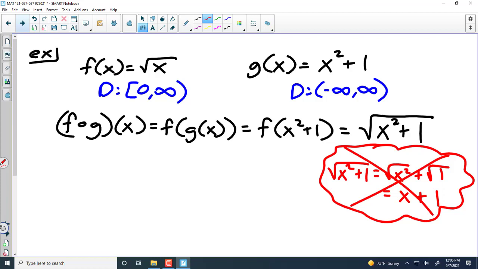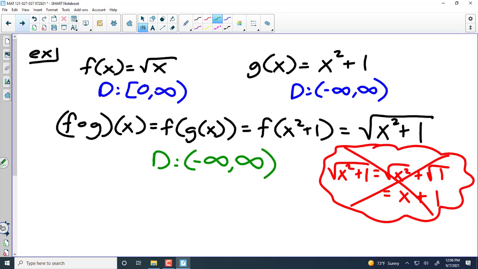No matter what you put in there, it's going to get squared. Does everyone agree with that? And what happens when you square a positive number? What do you get? Positive. What happens when you square a negative number? Positive. You get a positive. This right here has a domain of negative infinity to infinity.